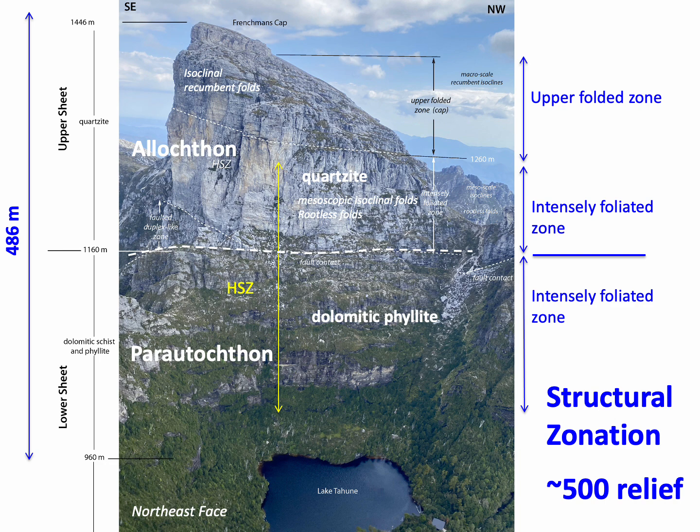The upper part of the underlying dolomitic phyllite is also intensely foliated, giving an approximately 300 metre total thickness of intense foliation across the quartzite-dolomitic phyllite interface.